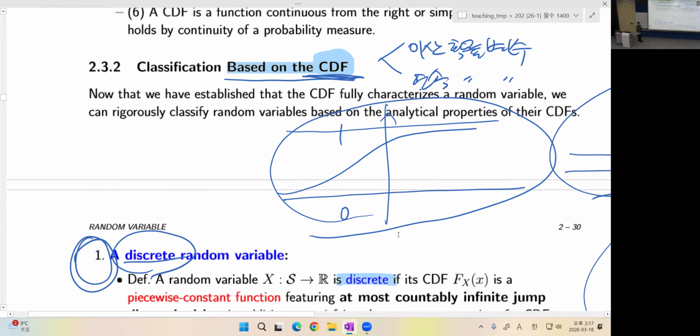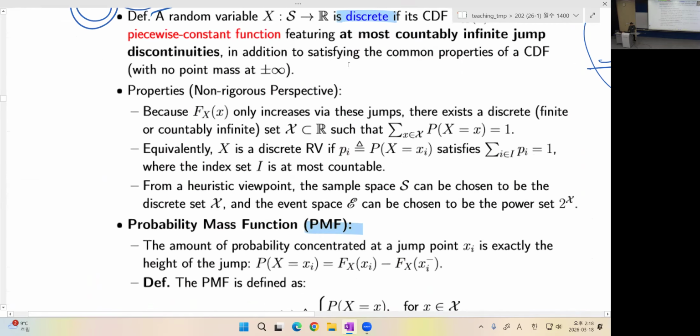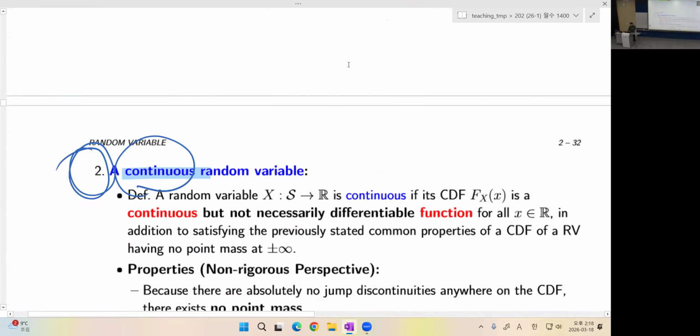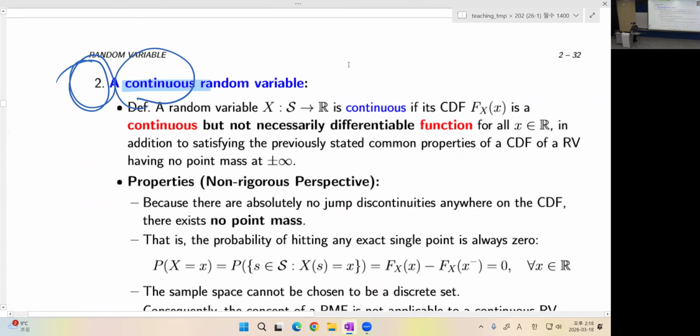And also, you learned in your high school math, I still remember, we learned discrete random variable and continuous random variable, blah, blah, blah. But that is not defined from the shape of the PDF. It's defined from the shape of CDF. So if the CDF is a continuous function for all x, then the random variable is a continuous random variable.